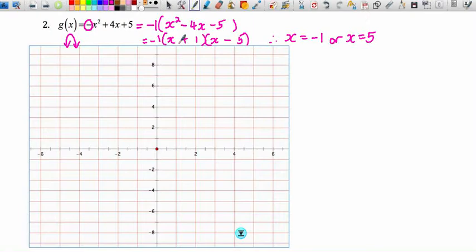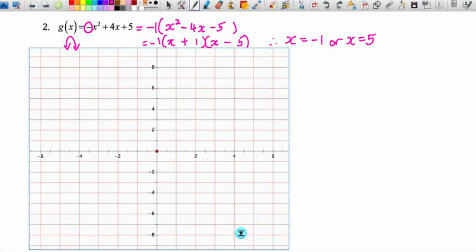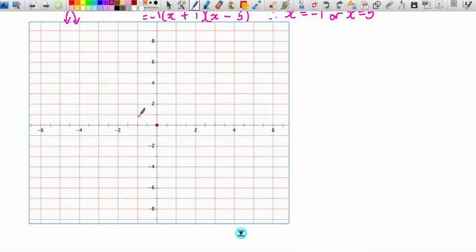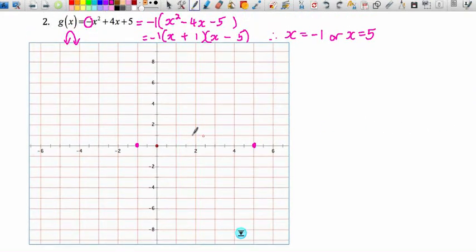Okay, so I do know that the graph opens down because of the minus and is going to intercept the x-axis at -1 and 5. So I'm going to plot those points on the graph, -1 and 5. And we are expecting, of course, for our parabola to open down.